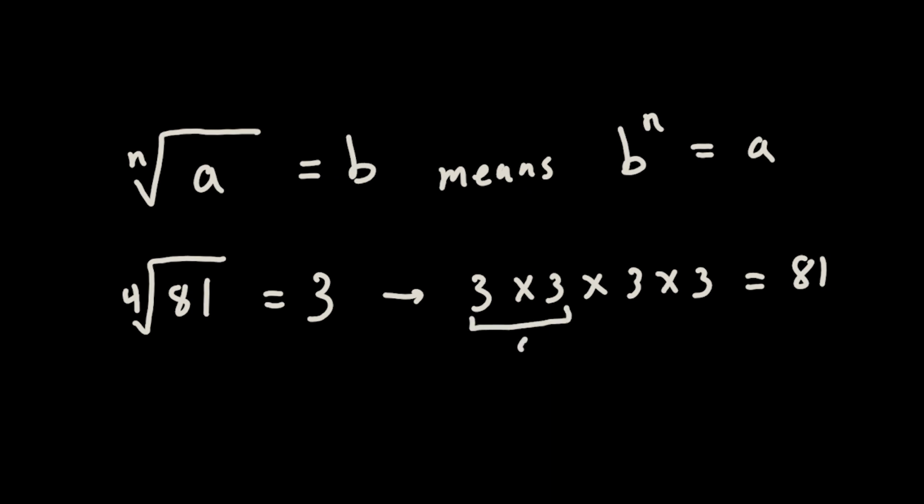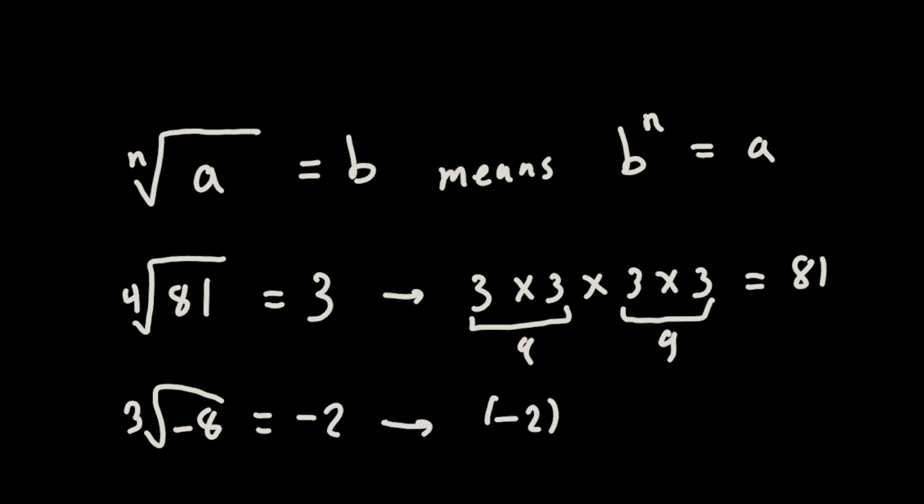These 2 threes would equal 9, and these 2 would equal 9. 9 multiplied by 9 is 81. Let's see the second case. If we have the third root of minus 8, that would equal minus 2, because minus 2 multiplied by minus 2 multiplied by minus 2 would equal minus 8.